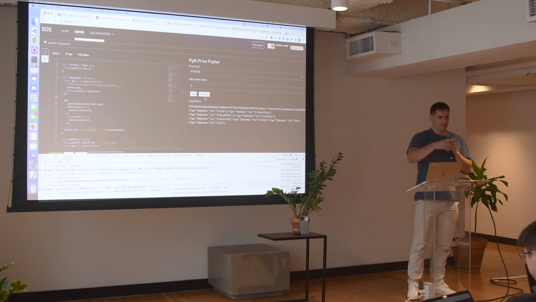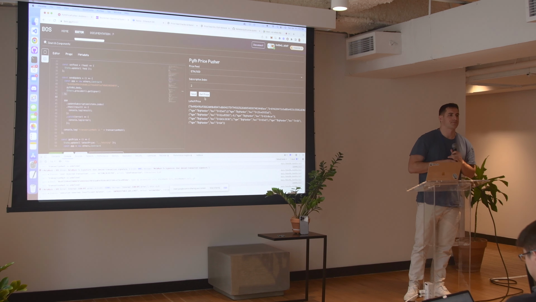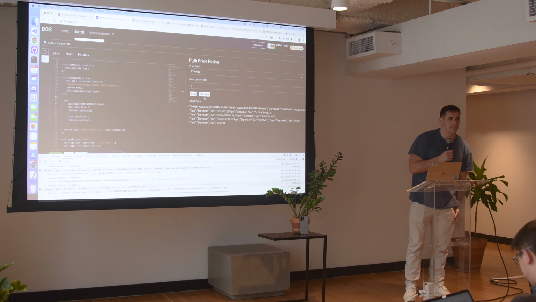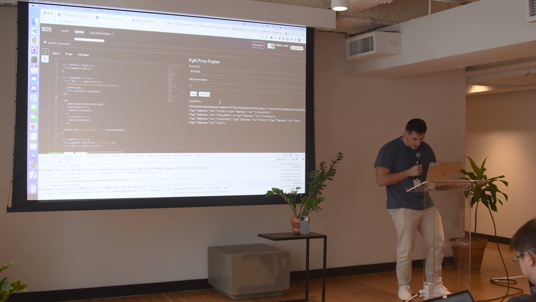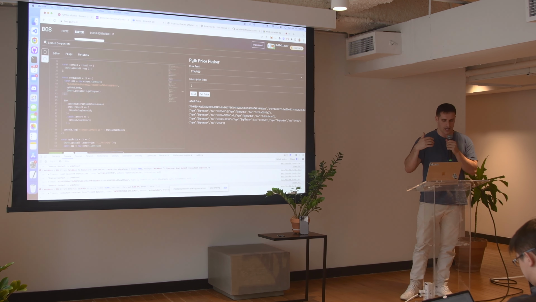Any questions? What is the index number? The index number? Yeah, that second input. Yeah, also these inputs here are very sloppy because it's just the hex that comes from the contract.